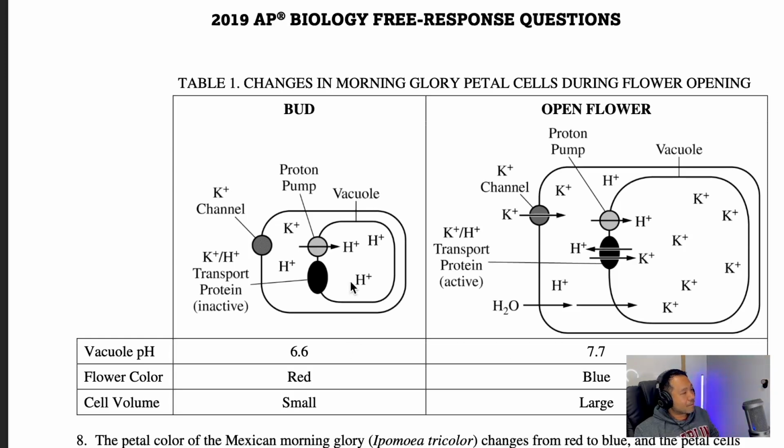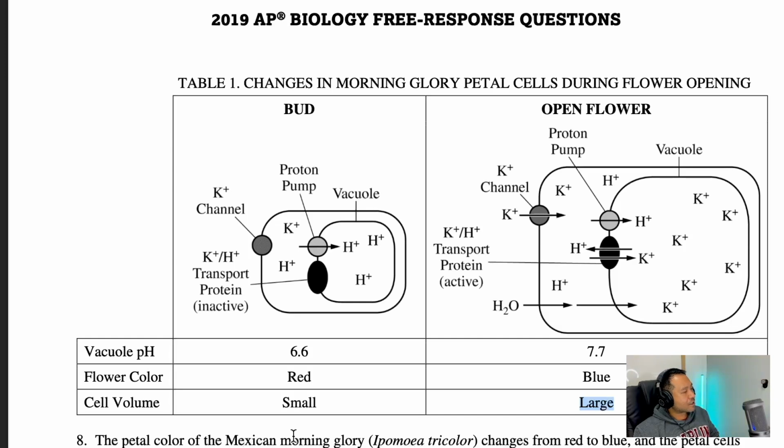but the main idea is that pH is acidity or alkalinity. It's associated with H plus ion concentration. So you can see that in the vacuole, there's more H plus here. There's fewer H plus, so the pH goes up. It becomes more alkaline. That makes sense. Flower color, I guess at low pH is red and higher pH is blue. Cell volume, small, large, that probably has a little bit more to do with water going into the plant cell. But let's take a look.